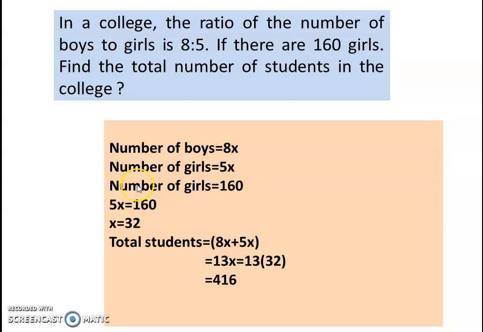Now according to the question, the number of girls is 160, and based on the ratio it is equal to 5x. Both values will be the same, that is 5x = 160. Now after dividing 160 by 5, the value of x will be 32. Now we know the value of x. We need to find the total number of students. The total number of students will be 8x + 5x, that is 13x. After putting the value of x, the total number of students is 416, right?